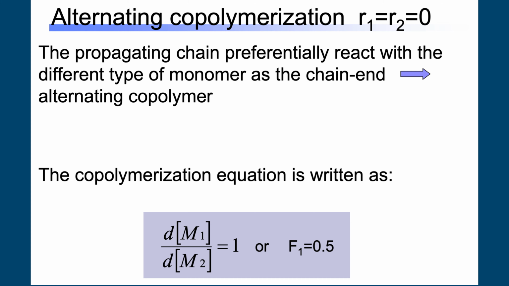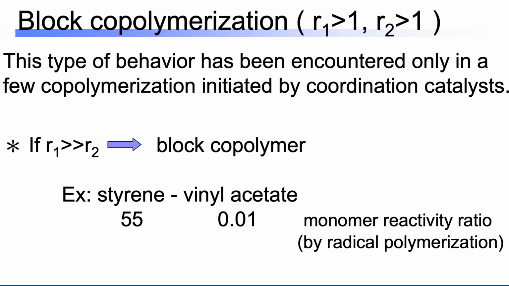The styrene maleic anhydride system is perhaps the most celebrated illustration of this behavior, because electron-rich styrene readily reacts with electron-deficient maleic anhydride. Conversely, when r1 is greater than 1 and r2 is greater than 1, each propagating radical preferentially reacts with its own monomer, producing long sequences of identical repeat units.